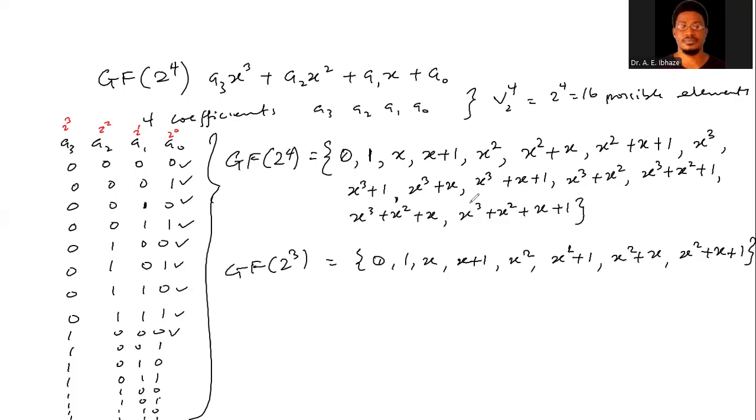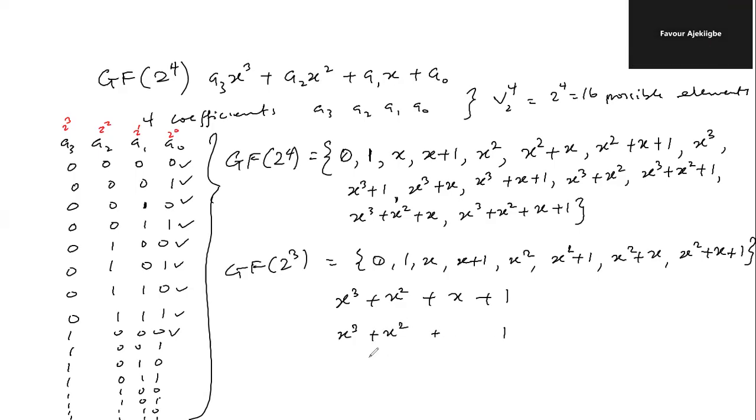And if there is not, then there's a problem again. So let us take an example from this. Let's say we have 2 elements, x cubed plus x squared plus x plus 1, and then the second element is x cubed plus x squared plus 1. So let us add this up.